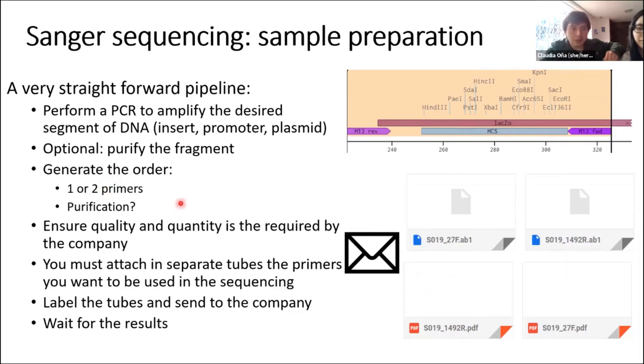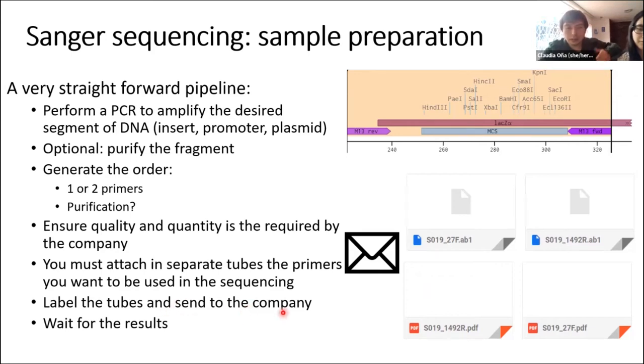Once you have the order ready, you have to ensure that the quality and the quantity of your PCR product is what is required by the company. Usually companies require at least 10 microliters of the PCR product. Then you must additionally attach tubes with the primers that you want the company to use for sequencing. If you stated that you are going to use two primers, you have to send, in addition to the sample tube, one tube with an aliquot of the forward primer and one tube with an aliquot of the reverse primer. Then you have to label the tubes well so that the company doesn't miss the order, send them to the company and wait for the results.